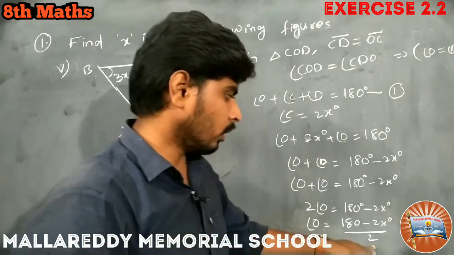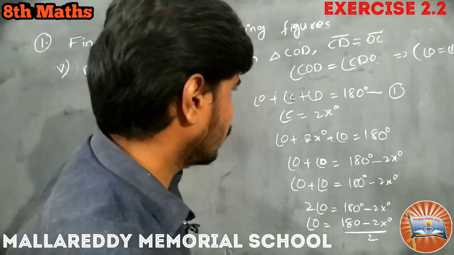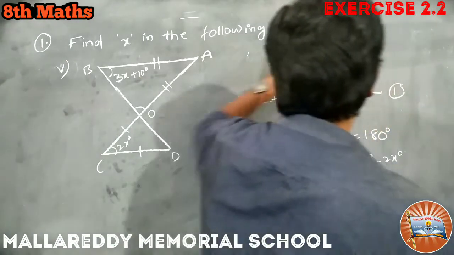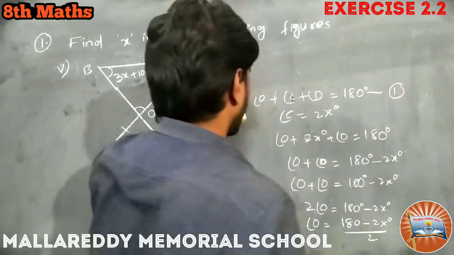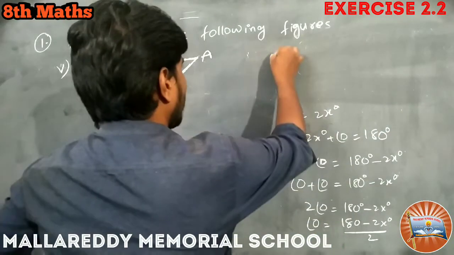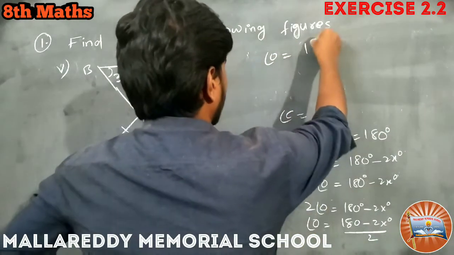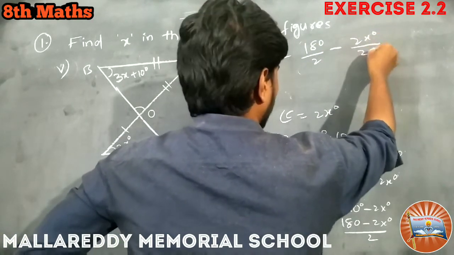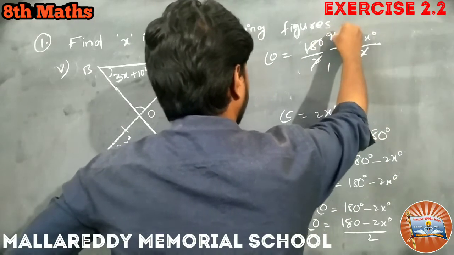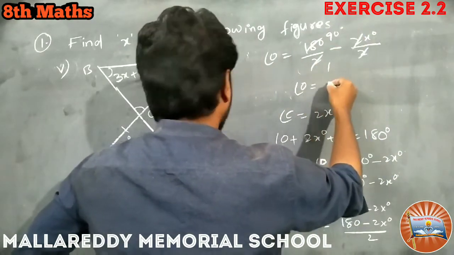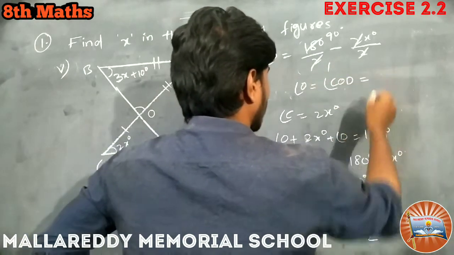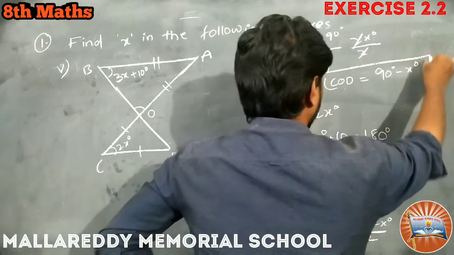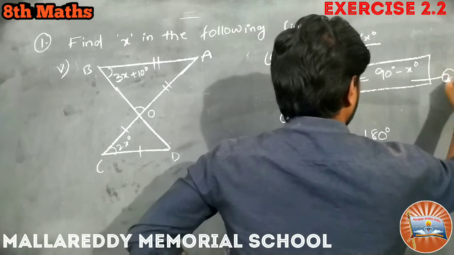This 2 is transposed to here. So I am going to erase this. So angle O is equal to 180 degrees by 2 minus 2x degrees by 2. These 2s get cancelled. 2 ones are 2, 2 nines are 18. Now angle O, which is nothing but angle COD, is equal to 90 minus x degrees. This is equation 2.